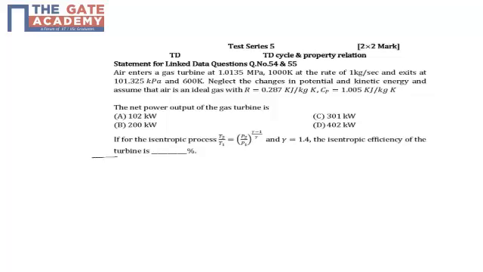So let's discuss the 55th bit of this question. We have already determined the net power output, which was 402 kilowatts. Now what is given is, if it had been an isentropic process which follows this law, T2 by T1 is equal to (P2 by P1) to the power (gamma minus 1) by gamma, and gamma is 1.4, the specific heat ratio. We need the isentropic efficiency of the turbine.